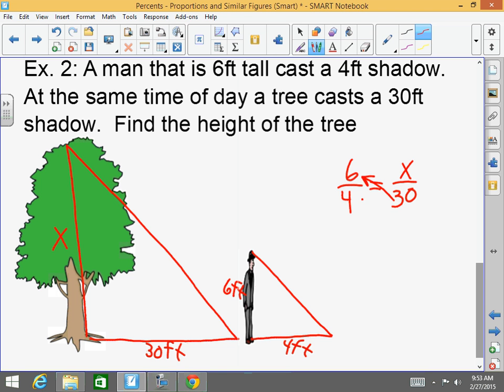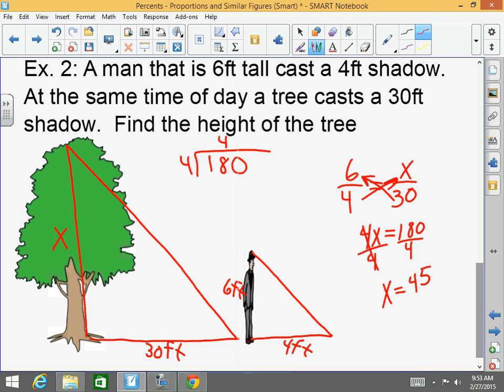Cross multiply. And I've got 4x equals 180, divided by 4. And x is going to equal 45. 45, guys. 4 goes into 180. That's 4 times. That's 16. And then that's 5. So the tree is 45 feet tall.